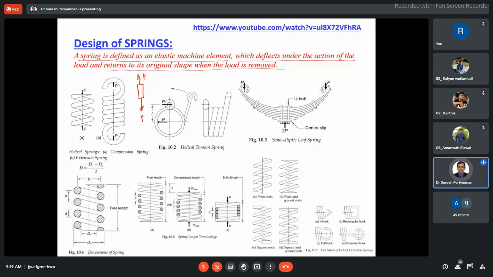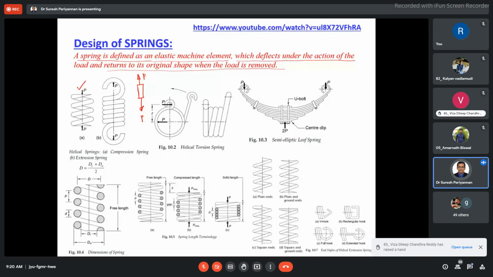What type of failure now? The spring is subjected to this load. What type of failure? Please tell me. I can close the meeting. Tensile failure. No. See, here, this is shear failure, sir. Shear failure only, exactly.